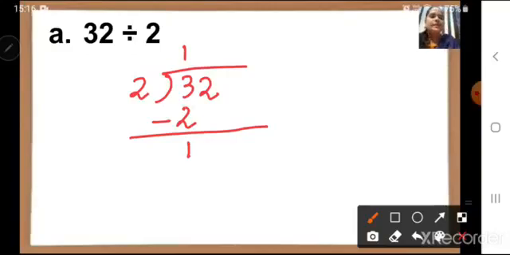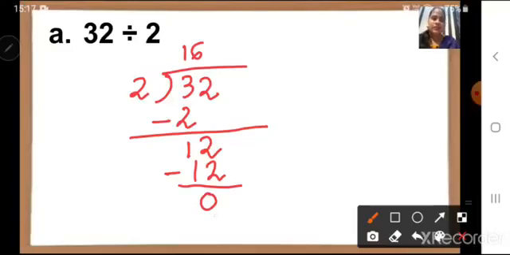Right children? Next step is to put the next number down, which is number 2. So I will write here number 2. Now here we have number 12. Now 12 we have to divide by number 2, the divisor. So in 2's table will 12 go? Yes. 2 6s are 12. Correct? So 2 6s are 12. Now 12 minus 12 is 0. That means our remainder is 0 and our quotient is 16.